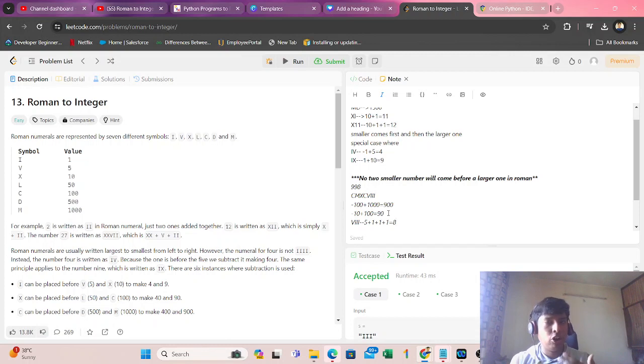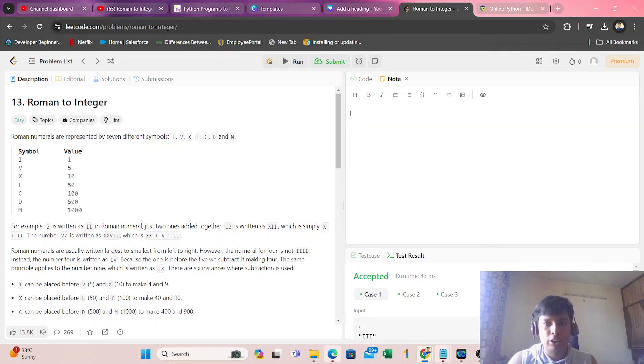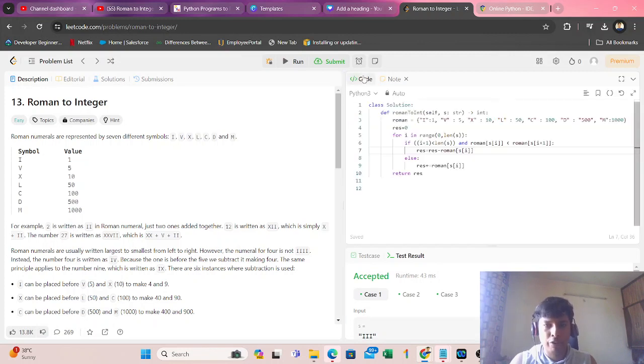So the logic we are building is, just keep on extracting the digit from the string, store it in a map or something, and then whenever the string matches, see if the next symbol is larger or smaller. If it is larger, subtract it. If it is smaller, then add it. Okay. Now, let us go to the code. I have already written the code for you so that we don't waste much time.